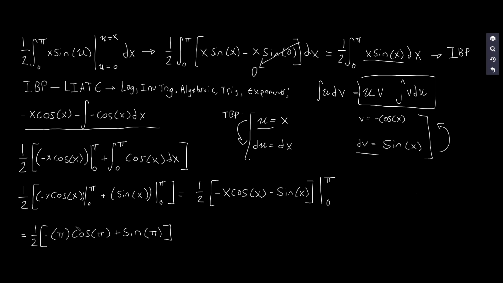Right? And well, sine of pi is the y coordinate on the unit circle, which is 0 at pi. Cosine of pi is -1. So it's going to be 1/2 times negative pi times -1. And that's going to be 1/2 times pi, which is the same thing as pi halves or 1/2 pi.